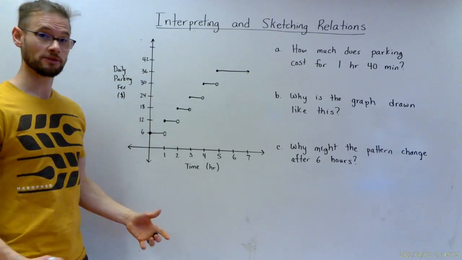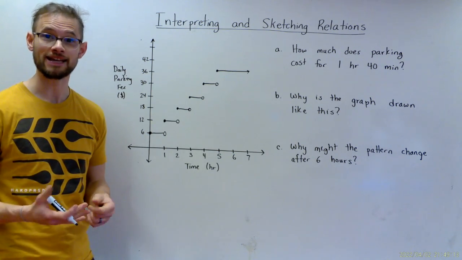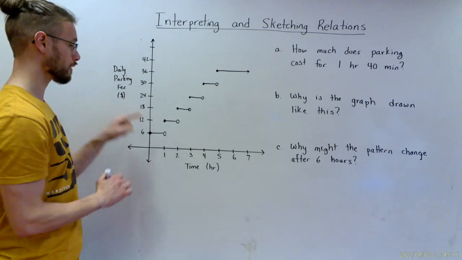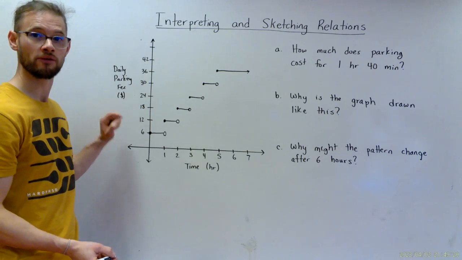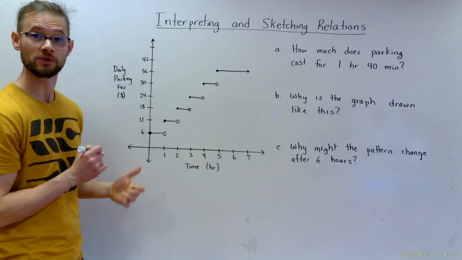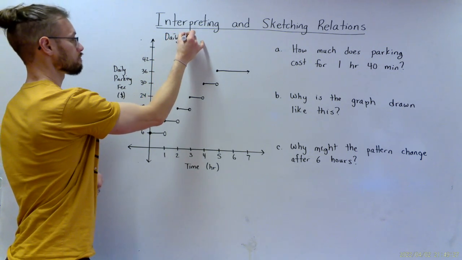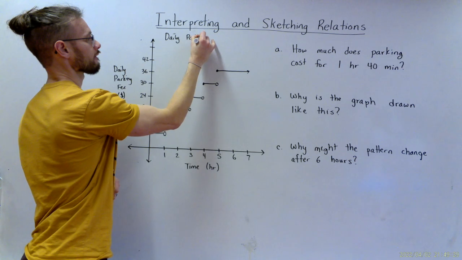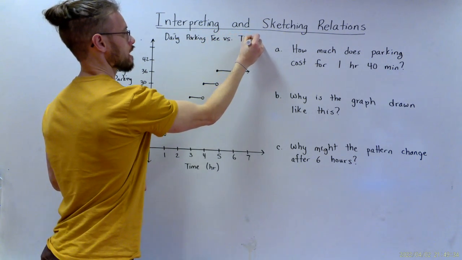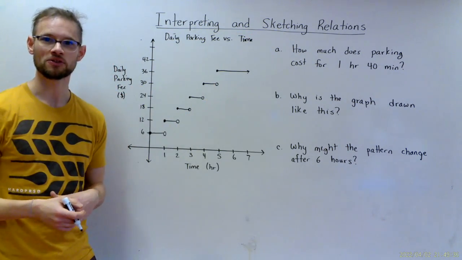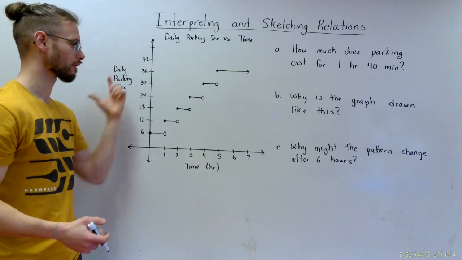So, as we said on the last example, we always want to have a title. A pretty standard way to write titles when you have your two variables is to do the dependent variable versus the independent variable. So in this case, if I were creating a title, I might say daily parking fee versus time. I remember doing science labs in school, and that would always be my standard way of writing out a title for my graph.